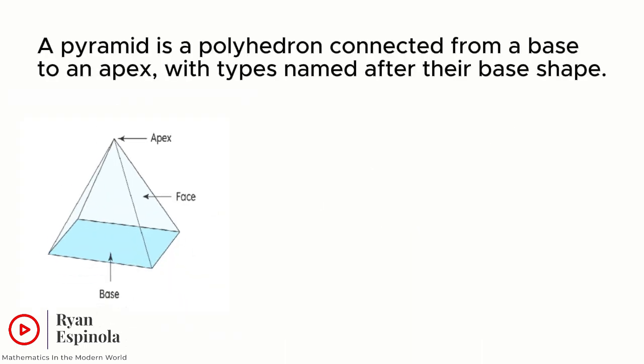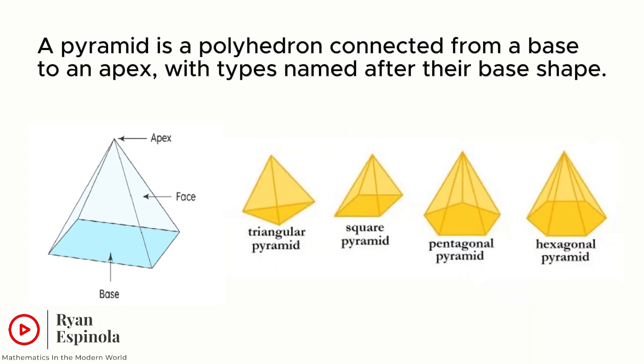A pyramid is a polyhedron made by connecting a base to an apex. There are many types of pyramids, and they are named after the shape of their base.